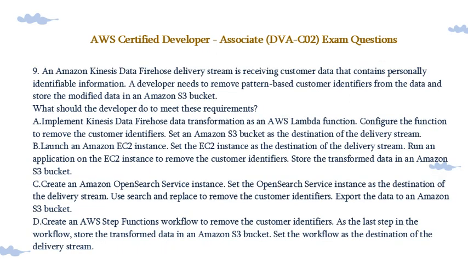9. An Amazon Kinesis Data Firehose delivery stream is receiving customer data that contains personally identifiable information. A developer needs to remove pattern-based customer identifiers from the data and store the modified data in an Amazon S3 bucket.